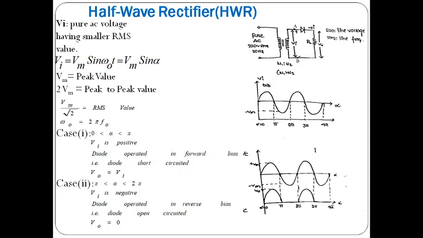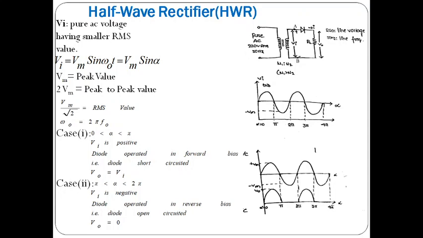Now we will discuss the operation of the circuit. We are giving the AC sinusoidal signal to the diode, and we mark point A and point B. During the positive half cycle of the input AC voltage, terminal A becomes positive with respect to terminal B, so the diode is forward biased and current flows in the circuit.